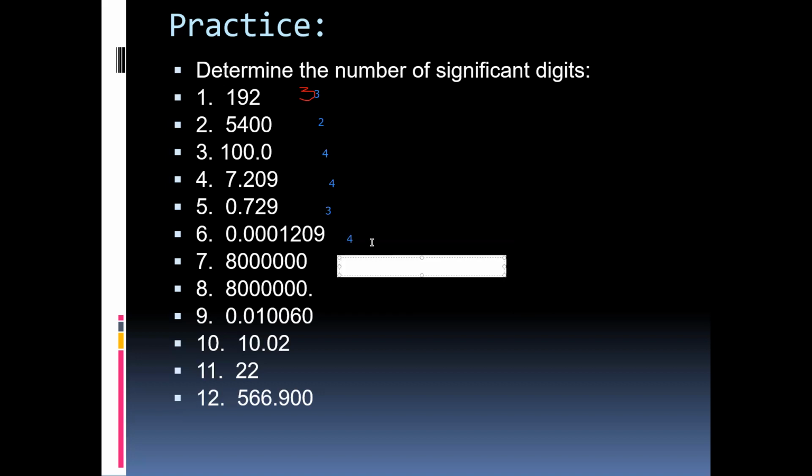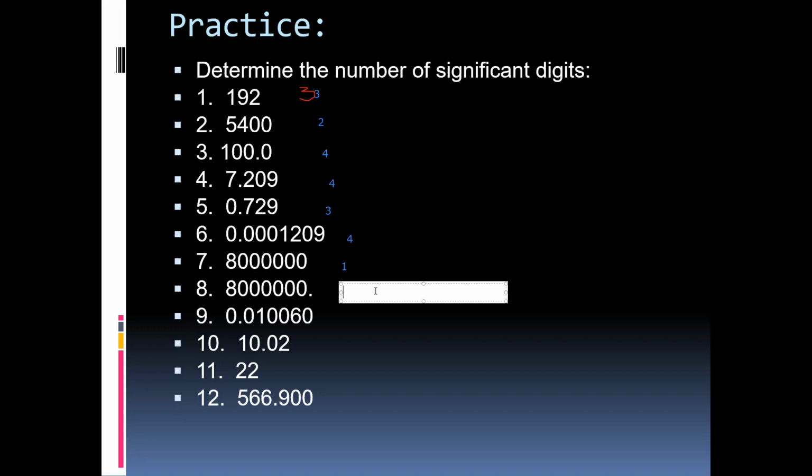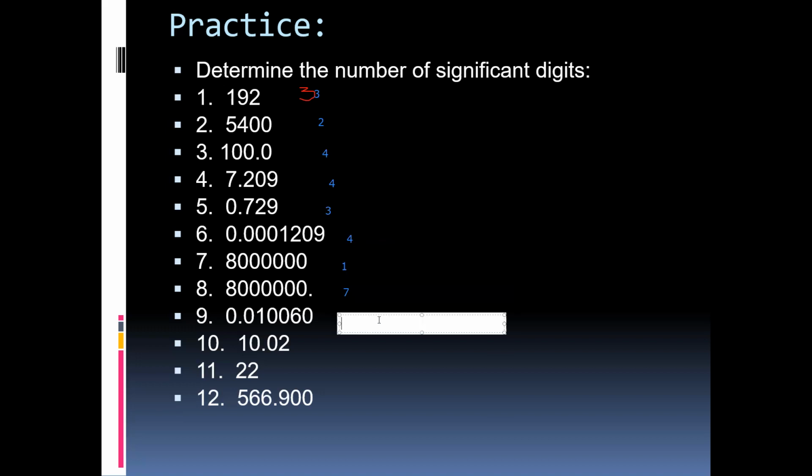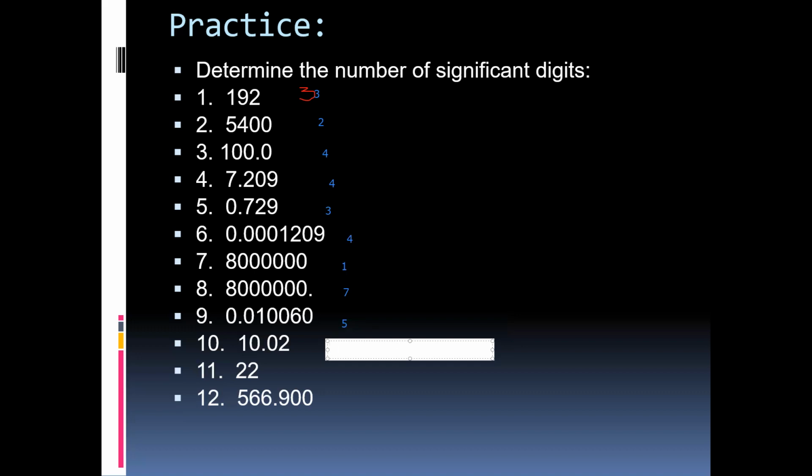This one has no decimal. Therefore, yes, it is a 1. This one has a decimal. Therefore, we have to count all of them, and that is 7 total. Next one after that, we have a decimal, right? So we start from left to right, and we are counting only those that are after the 1. So they are 5. Next one after that, we have all significant figures because we start with a non-zero and there is a decimal.